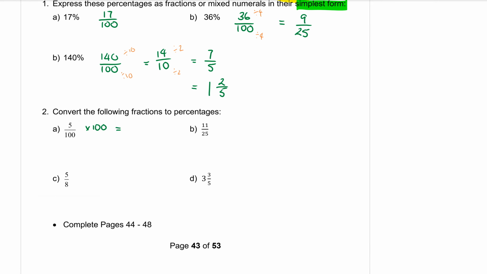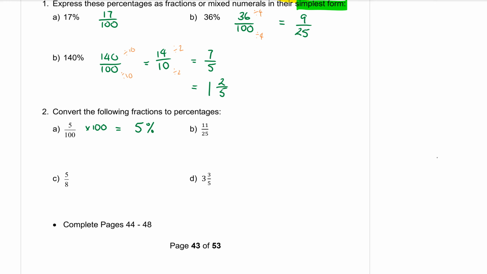Now, 5 divided by 100 times by 100, those hundreds, they're just gone. It just makes 5%. Okay, you divide by 100 and times by 100, kind of means you're not doing anything, and it's just 5, right? So if 100 is on the bottom, the percentage is just whatever the number is on the top. Okay? Not all of them are that easy.